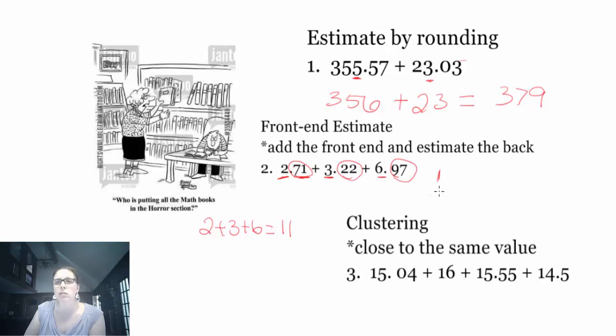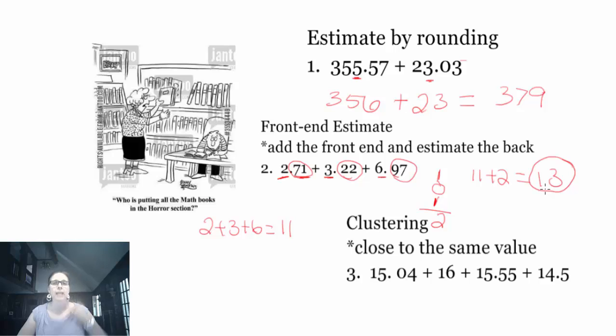0.22 is close to 0, so you don't even have to put that one in there. And 0.97 is close to 1. I would just round either to 1 or 0, so that's going to give me 2. So we're going to add 11 and 2 to get 13. Again, you're just estimating, so don't overthink it.